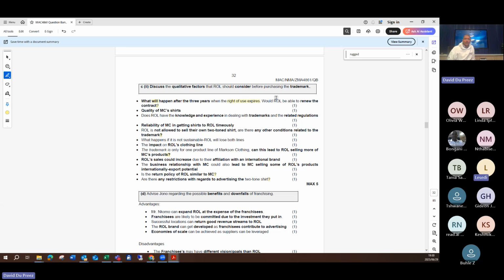Can you imagine if you give up your business right now and you've got only 3 years? All right, I'll take your question now, Lesedi. If you've got only 3 years for this trademark and then they don't renew it, what then?